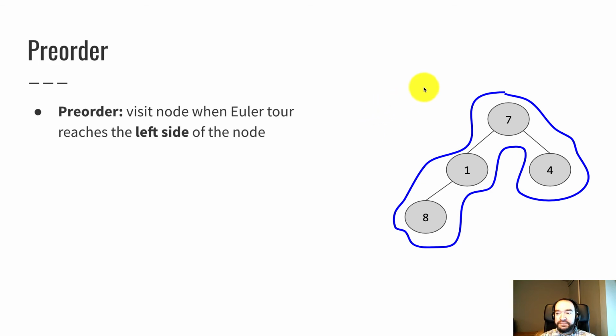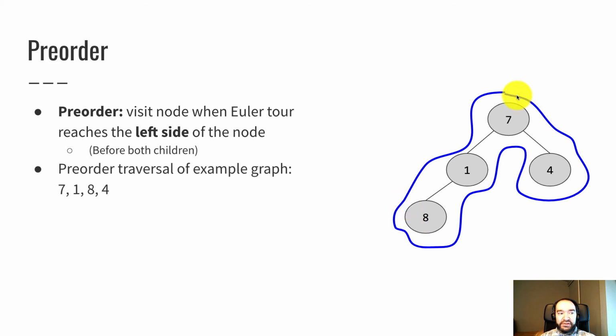Preorder means that in an Euler Tour, we would visit a node when the Euler Tour is on the left side, before the two children. So in this example graph, let's do the preorder. So here we go, we're starting, okay, left side of 1. I'm going to call out the keys in these nodes when we're visiting them on the left side. So 7, 1, 8, got a little ways to go. 4, now I'm on the left side of 4, and that's it. And that's the order we got here, 7, 1, 8, 4.